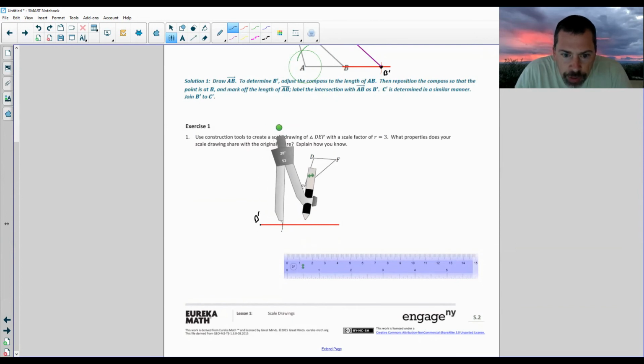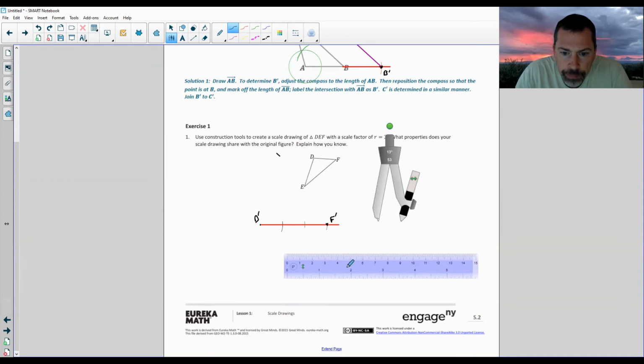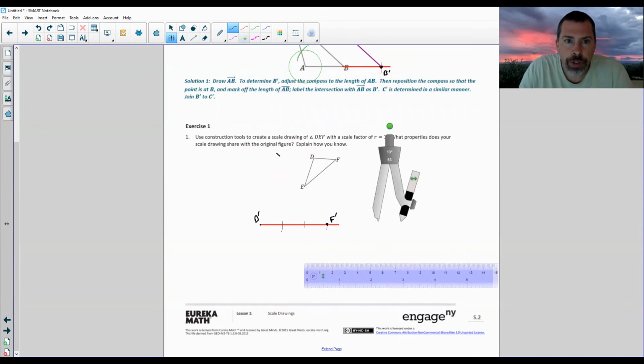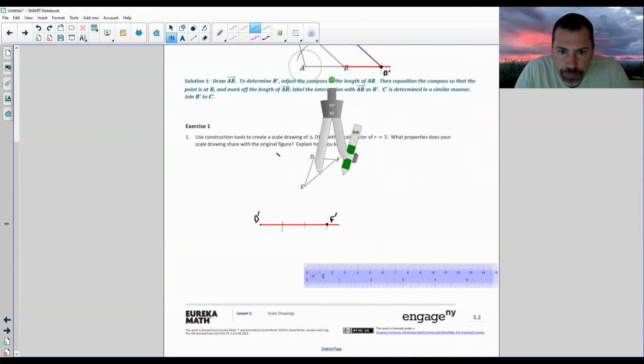If I move my point over and put it here, this would be 2 times the length. Do it one more time, 3 times the length is right here. This is F prime. I'm now going to copy the angle D.